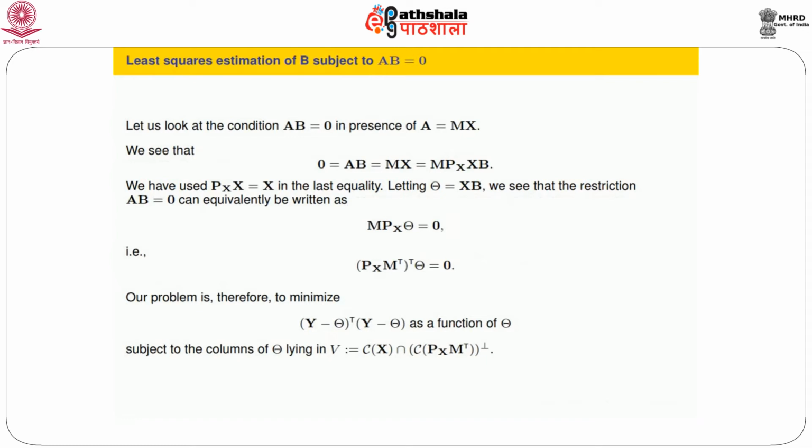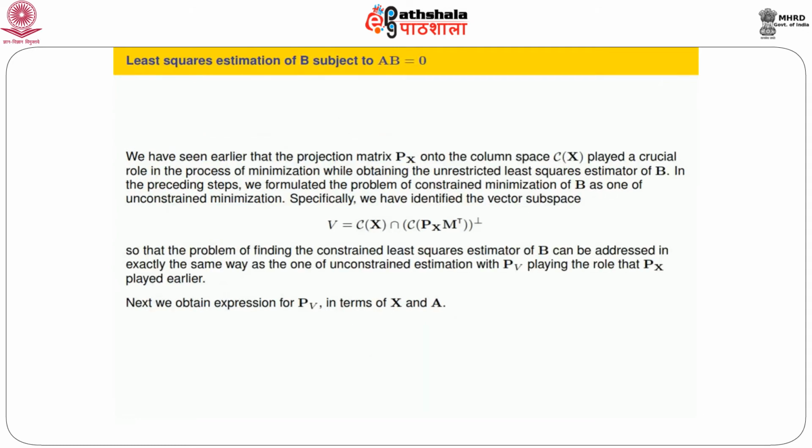So what is the next agenda? Our agenda should now be to try to find an expression for PV in terms of X and A. So what we do now? We try to find an expression for PV in terms of X and A. So we introduce this. Recall that this is playing a crucial role now. Our V is script C of X intersection C of this, the orthocomplement of that.